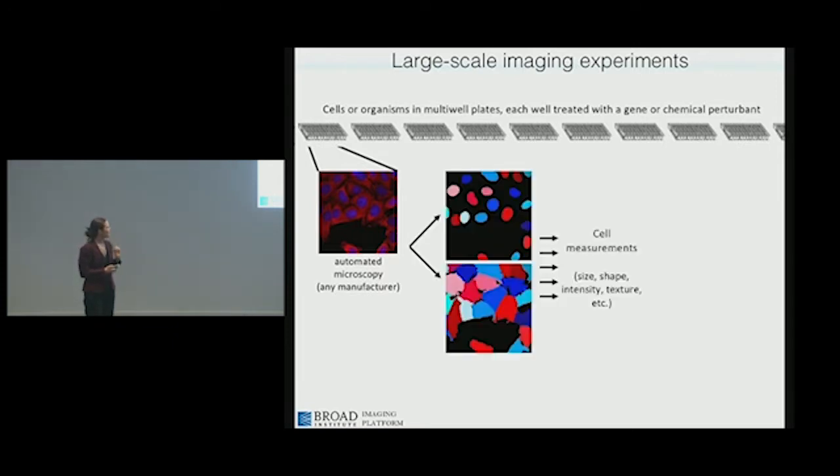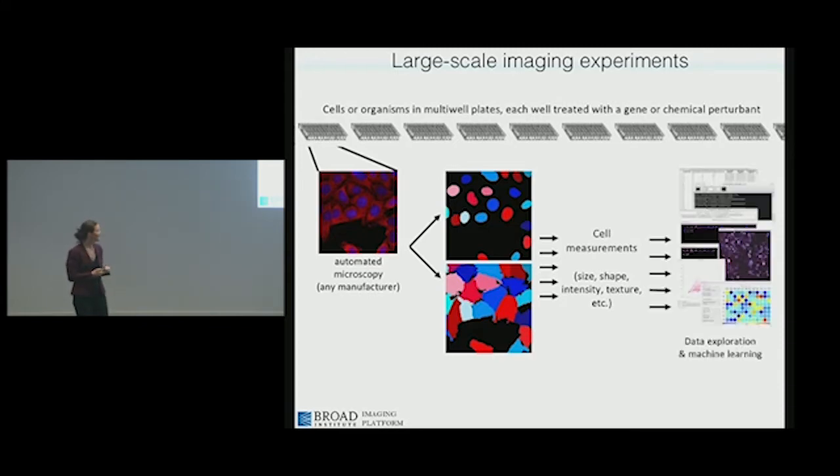Once we have the images, we run them through algorithms to identify regions of interest that are important to the biological question at hand, and then we extract all kinds of cell measurements, and then we do a lot of data exploration and machine learning. And a good bit of my group has transitioned to focusing primarily on data exploration as opposed to image processing in the past few years, so we'll talk about that as well.